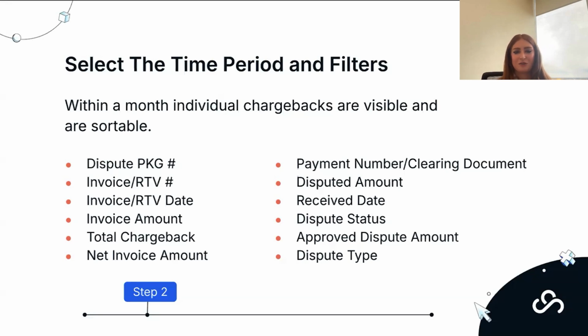Probably most important is going to be the invoice number and then that total chargeback, how much was deducted from that invoice. And then you can see a lot of other tracking metrics, like disputed amount, receive date, all of that good stuff. So some happened before, some happened after that initial dispute.